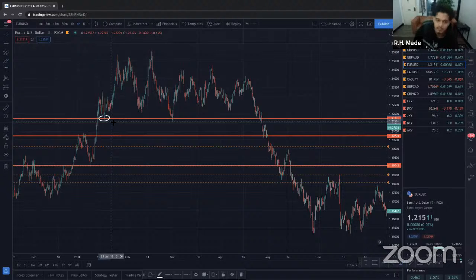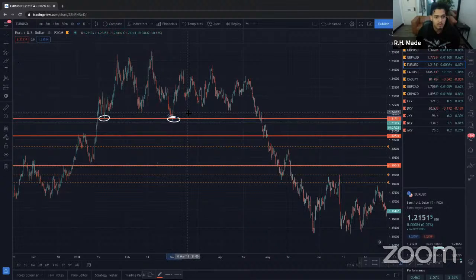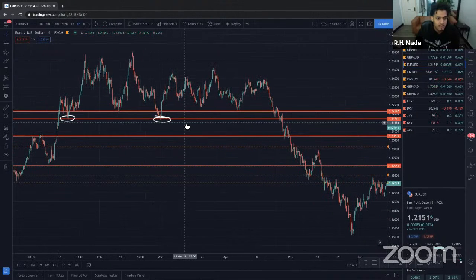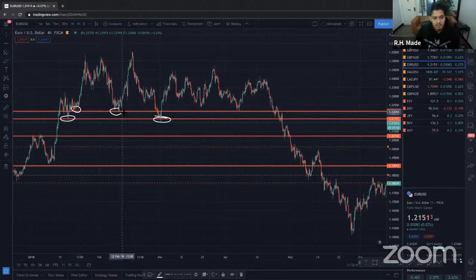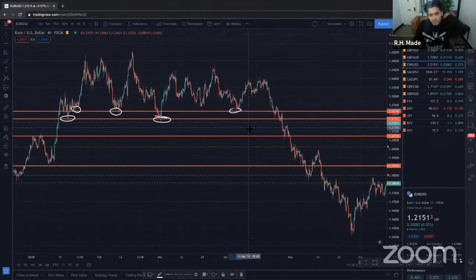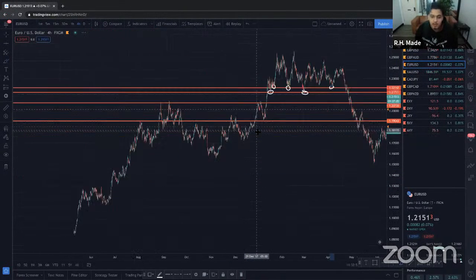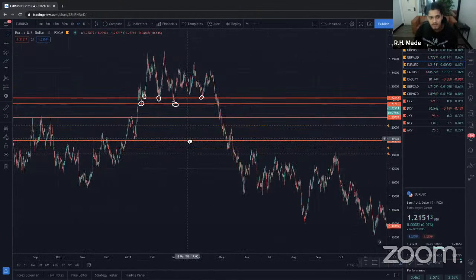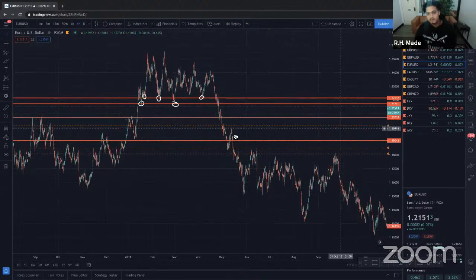In the past, this was a support area. You see one rejection, two rejections, and a couple more. Another area of resistance: you have one rejection, two, three. So these areas of support and resistance are going to jump out right at you. They're not hiding, they're not going to be hard to find. They're going to be right in front of your face.